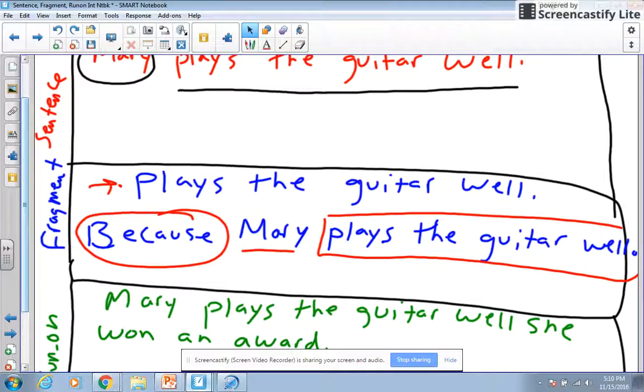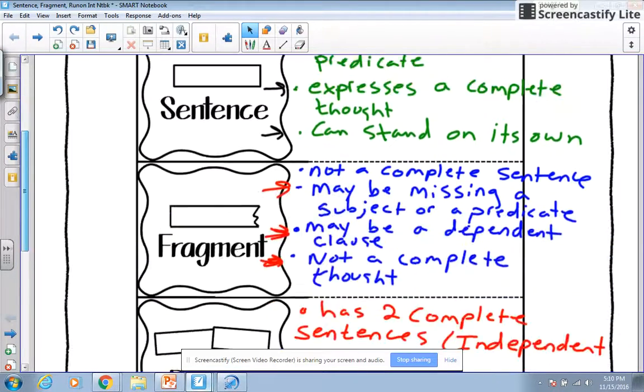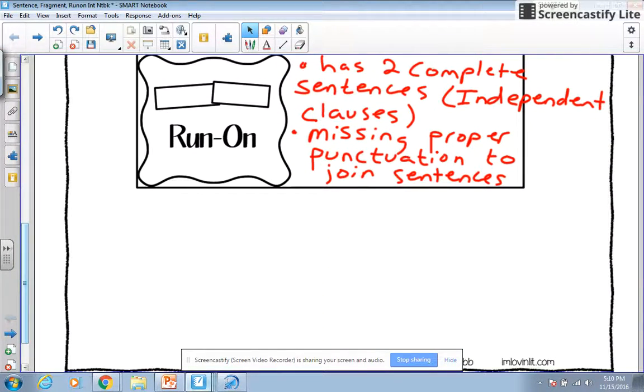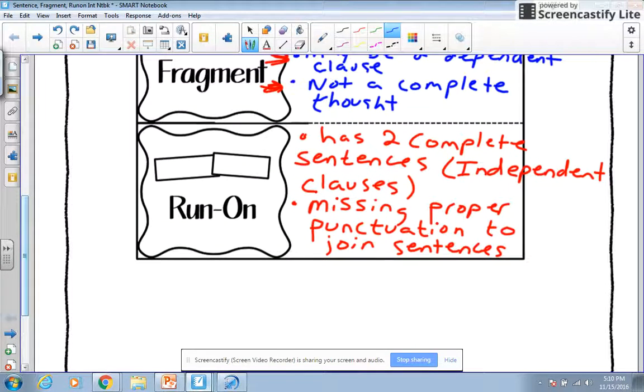Last thing we're going to talk about is a run-on sentence. These are two complete sentences, but the problem is that they are missing the proper punctuation to join these sentences. There's several ways we can fix run-on sentences. We could put periods in, we could put a conjunction in with a comma, but if it's a run-on, it doesn't have either one of those.